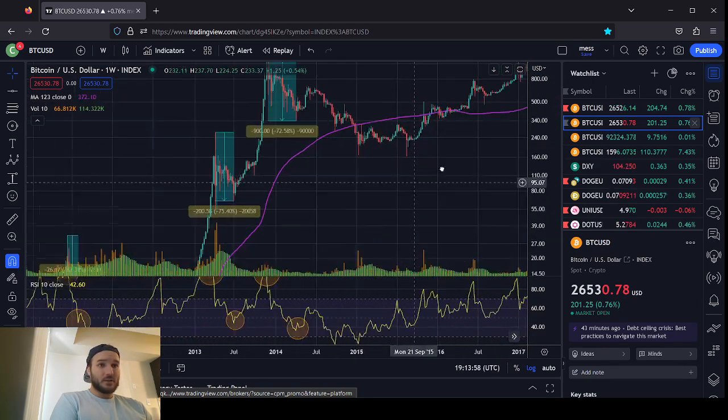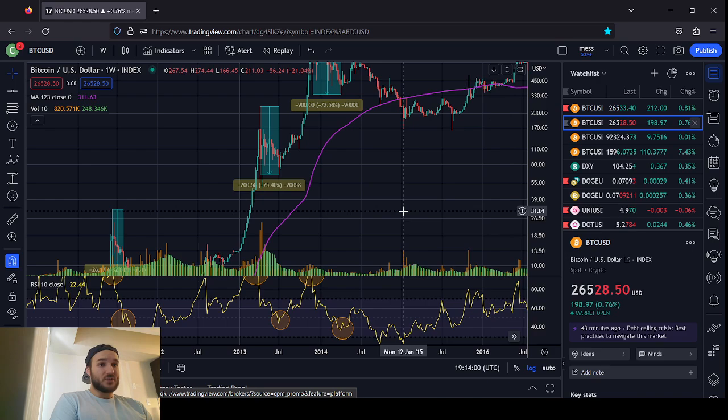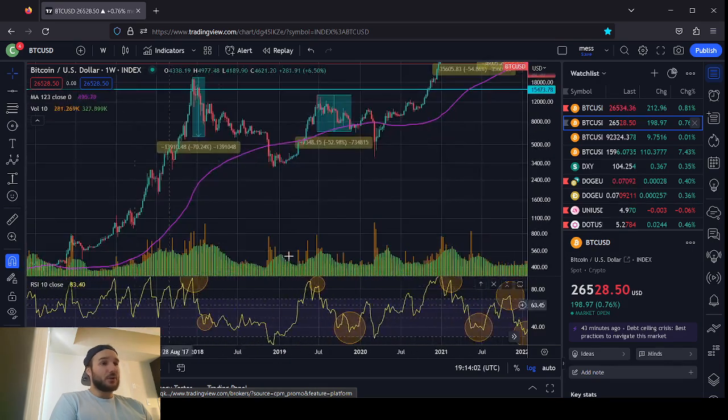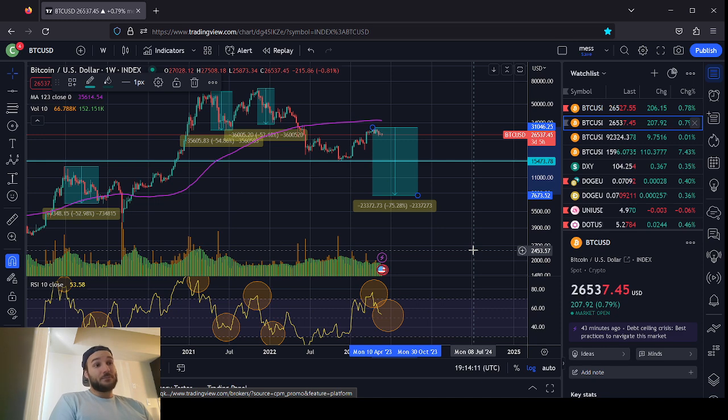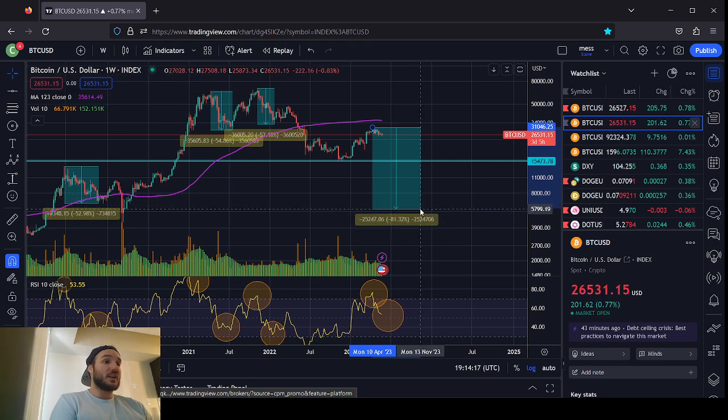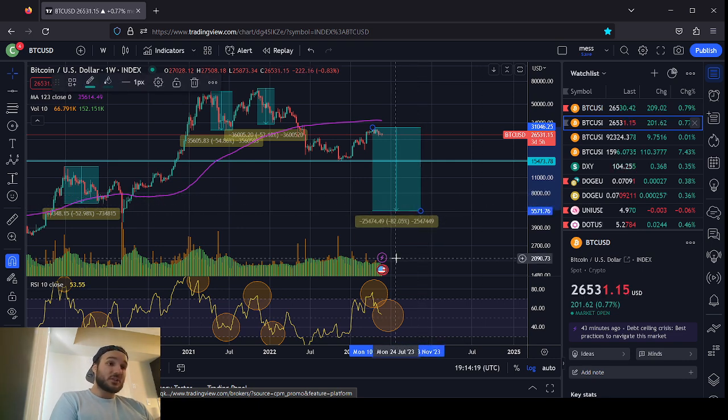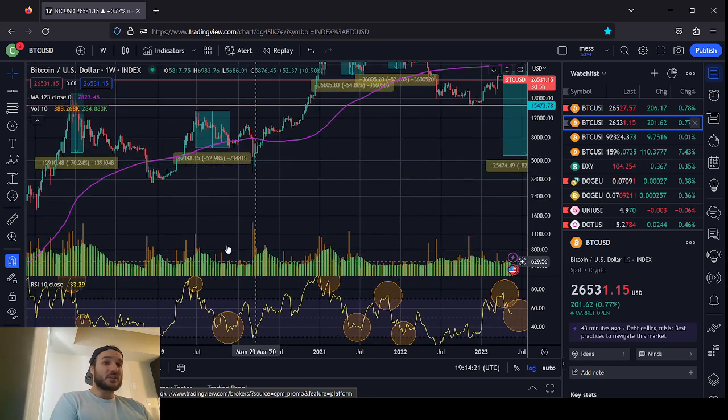76%, let's see, 75.4%, 82%. I don't think we're going to do that, but a 75.4% drop at the maximum, if we're looking at what's to be expected, that'd put us below 8 grand. And I could definitely see that happening. It could go a little bit lower even. If it went to 82%, that'd put us below 6 grand. I really don't think that's going to happen.